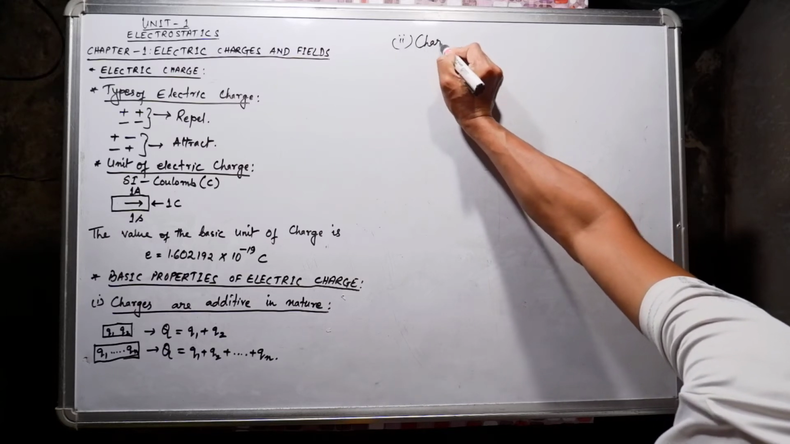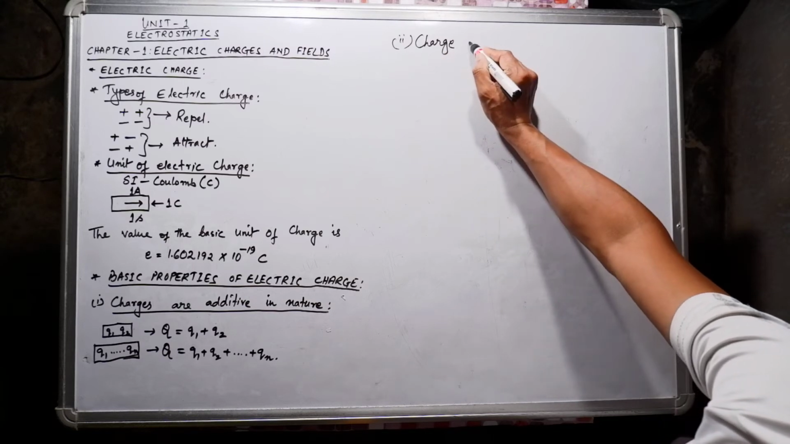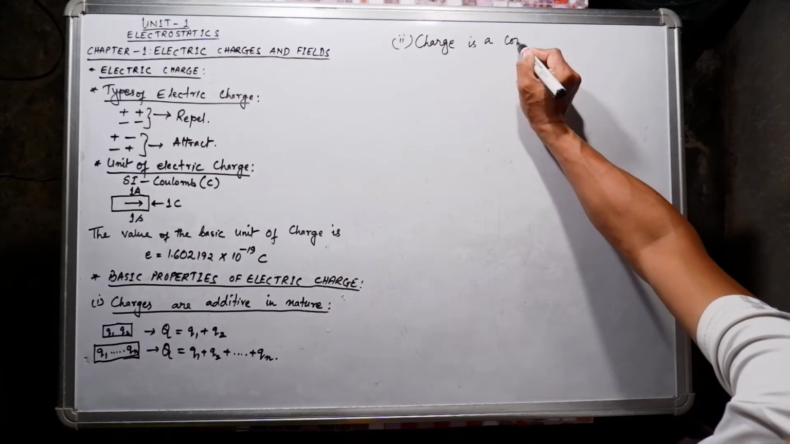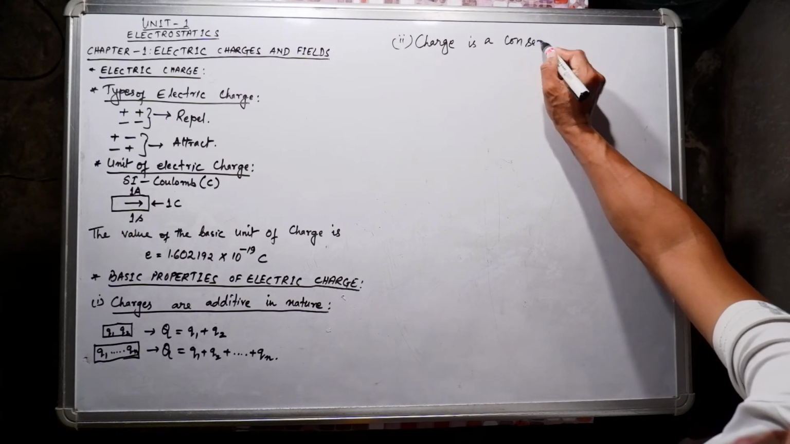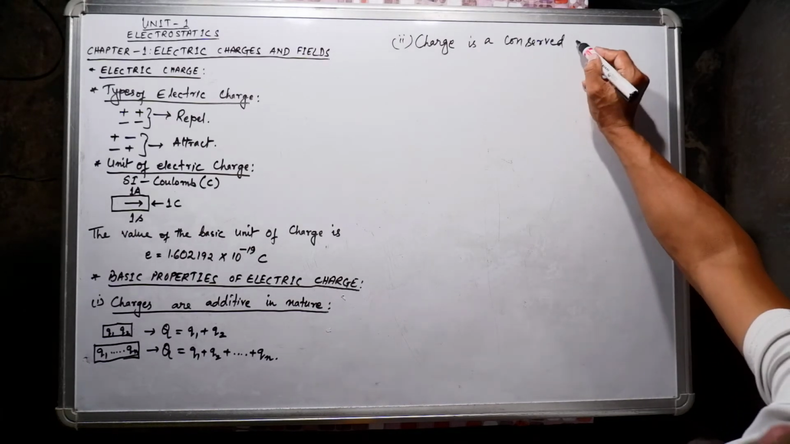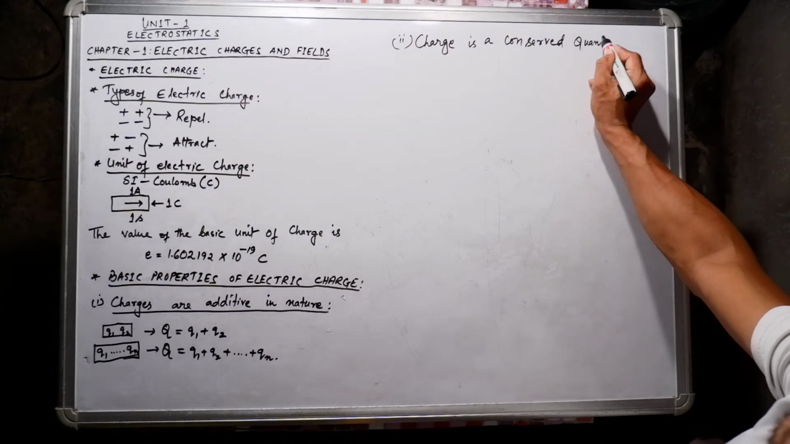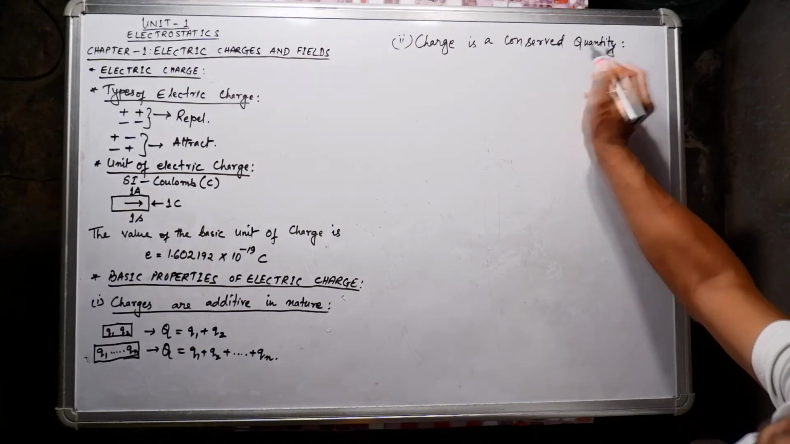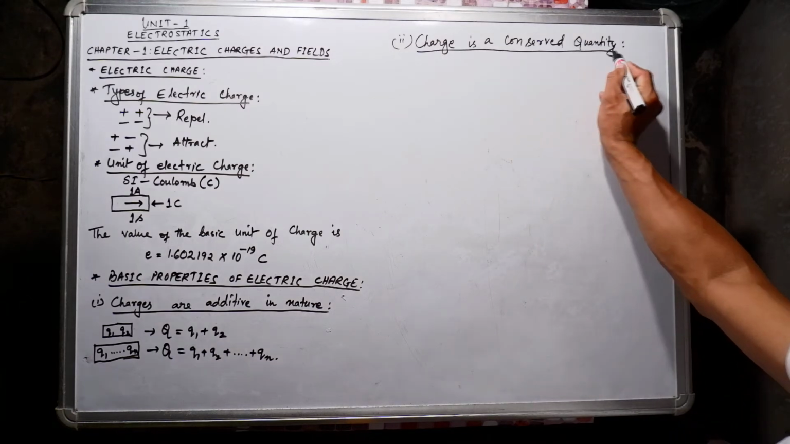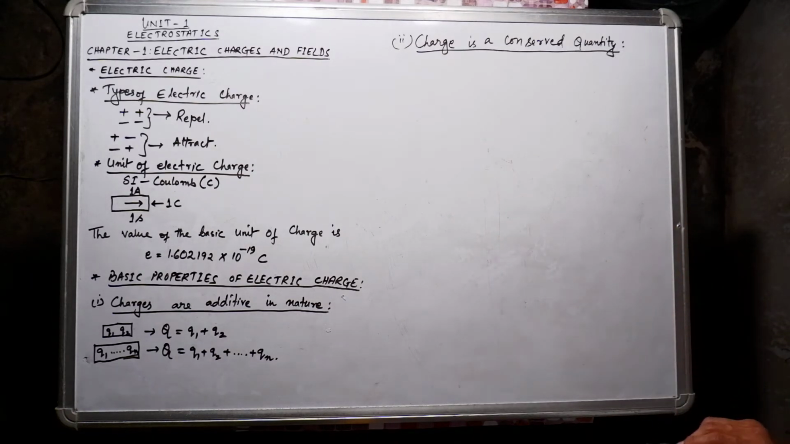Charge is a conserved quantity. So, according to this property, conservation of charge is the property by virtue of which the total charge of an isolated system remains constant or remains the same.